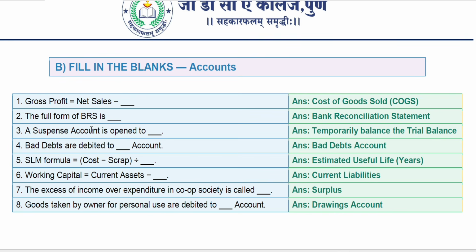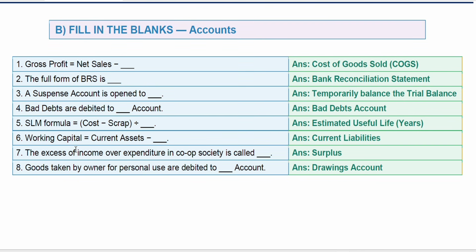Fill in the blanks for accounts. Gross profit is equal to net sales minus cost of goods sold, that is COGS. The full form of BRS is bank reconciliation statement. A suspense account is opened to temporarily balance the trial balance. Bad debts are debited to dash dash account, bad debts account. SLM formula is equal to cost minus scrap divided by estimated life or useful life in years. Working capital formula, current assets minus current liabilities. The excess of income over expenditure in cooperative society is called surplus.